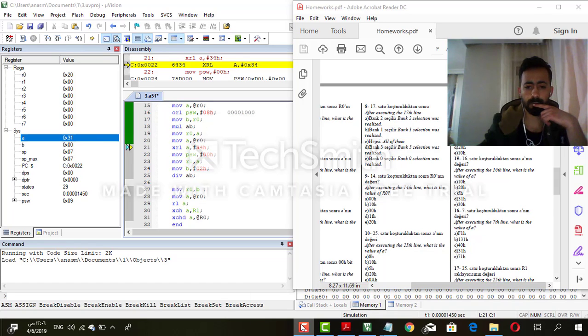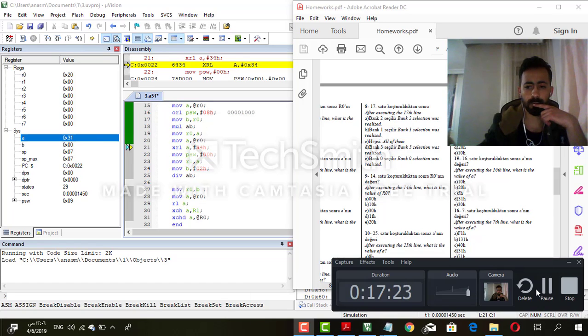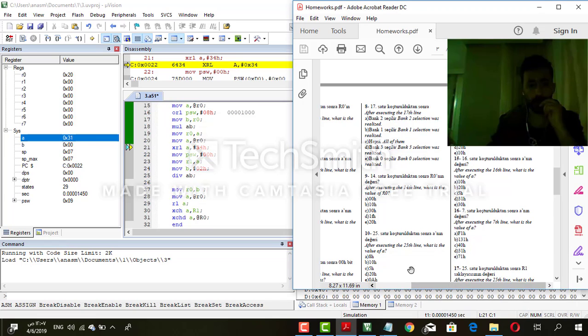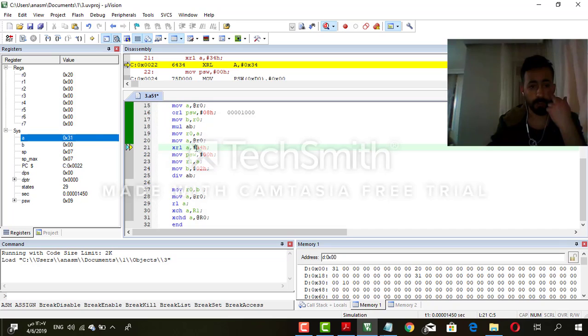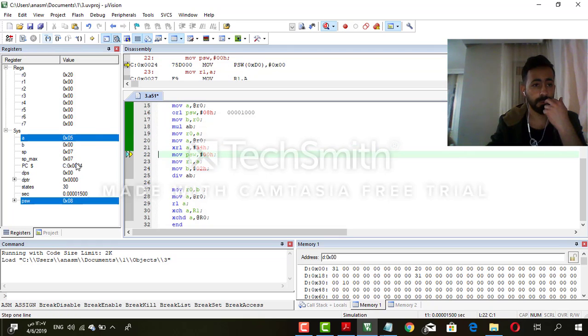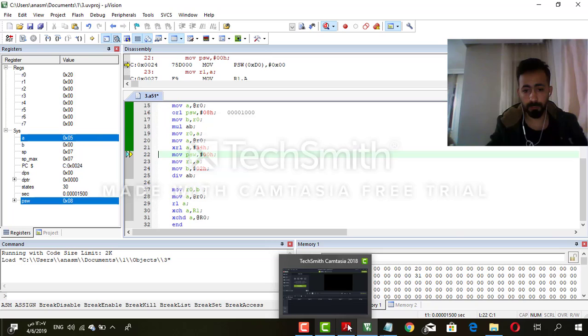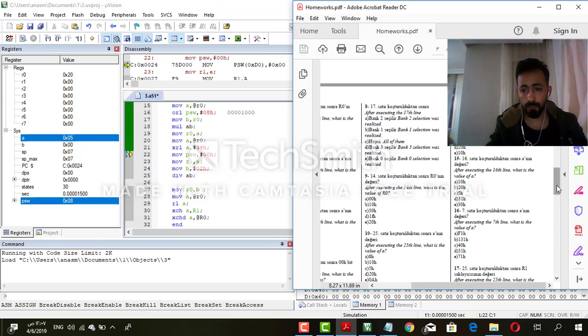So the value of a, by doing this operation, XOR 34 with a, will be 5. And this is question number 15. The value of a will be 5 hexadecimal.